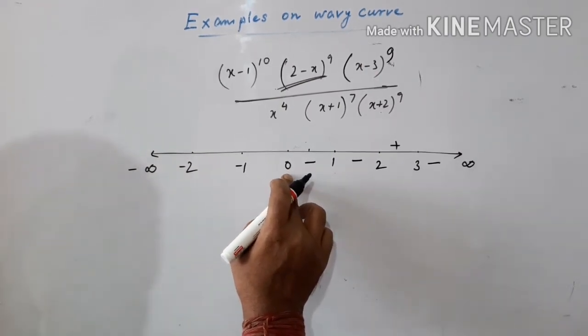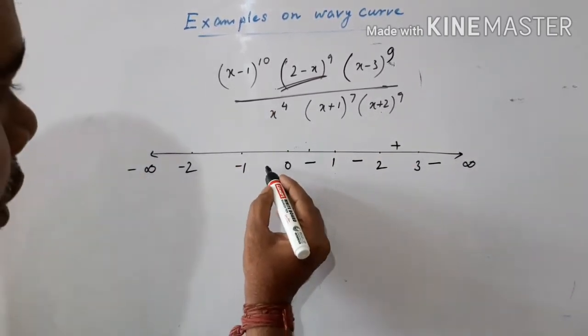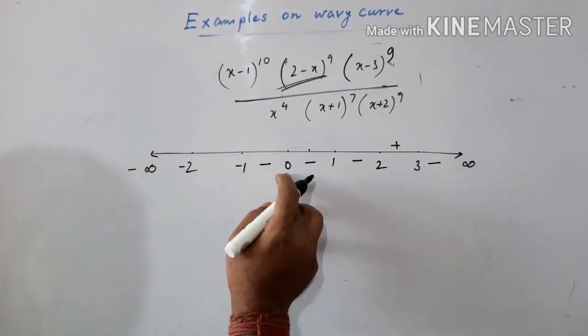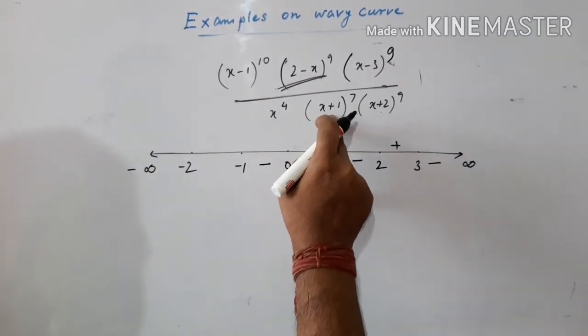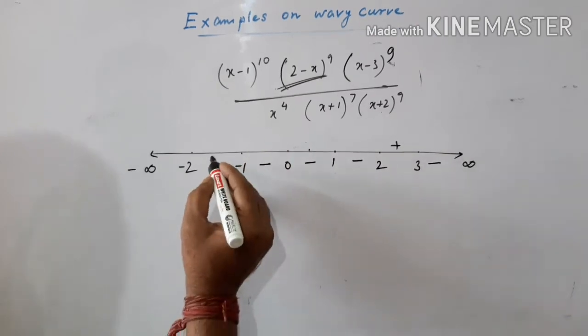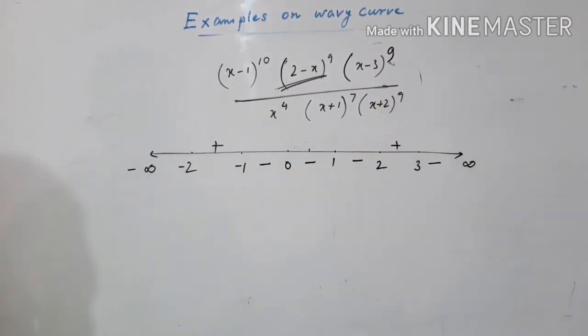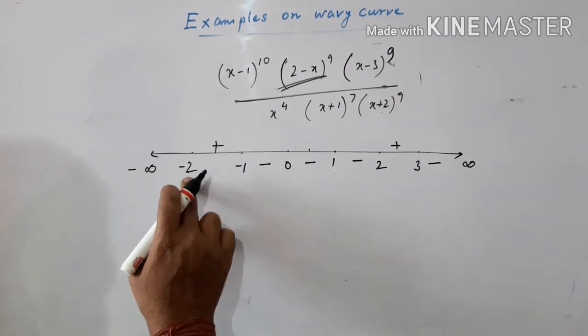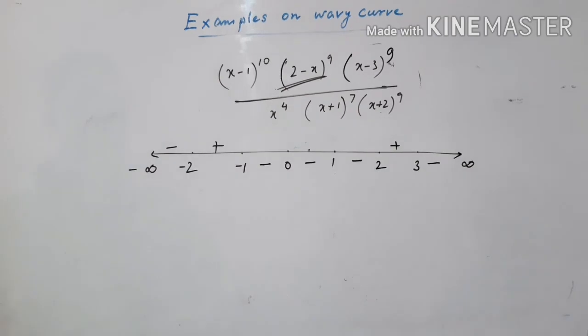Then 0 is separating. 0 has also got an even power. That means again no change. So again it's minus. Then minus 1 is separating, coming from an odd power. So it's change. So plus, and minus 2 is separating, coming from x plus 2 with an odd power, so this is minus.